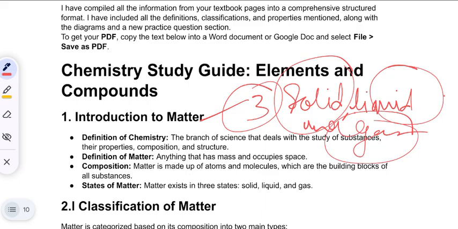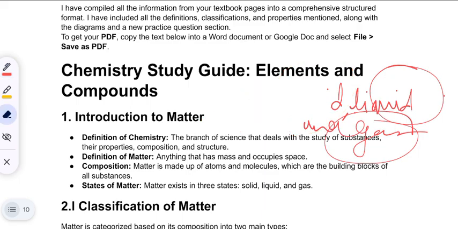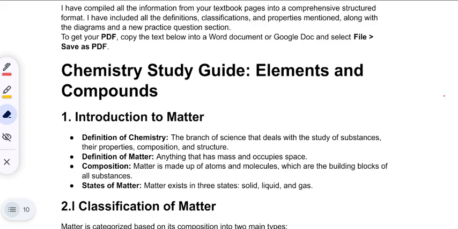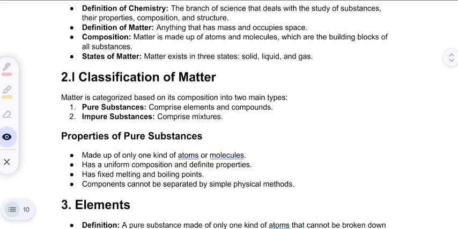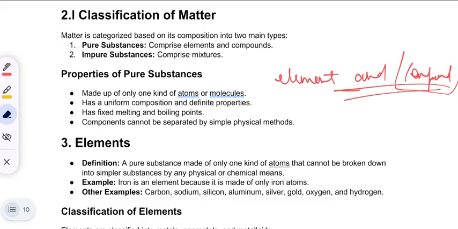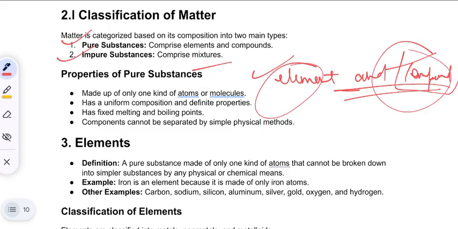I think I've explained all three states with the help of this example. Now the next topic is classification of matter. Matter is classified mainly into two substances: pure substances and impure substances. Pure substances comprise elements and compounds, whereas impure substances comprise mixtures. About elements you will learn in this video, and compounds in another.